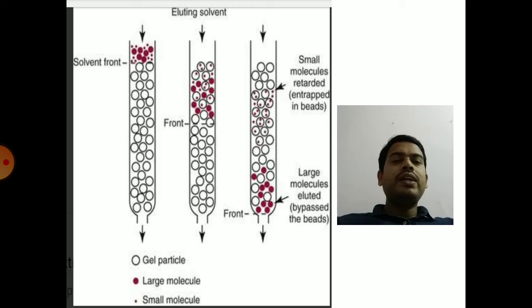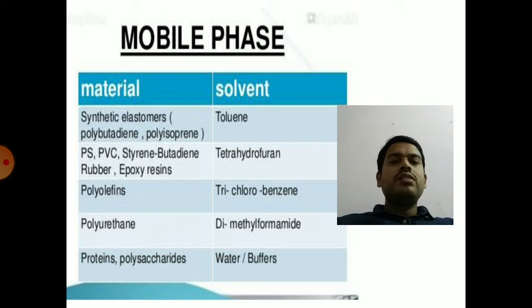So whatever may be the stationary phase, the separation is based on the size, shape and molecular weight of the molecules. The stationary phases generally used in gel filtration are silica gel, polystyrene, Sephadex, etc. These will have different pore sizes.